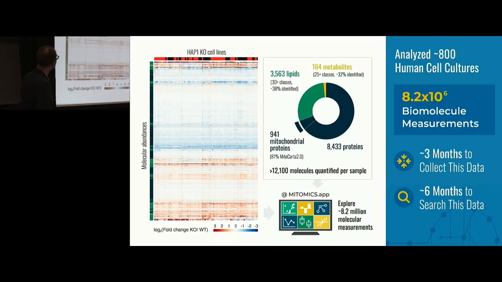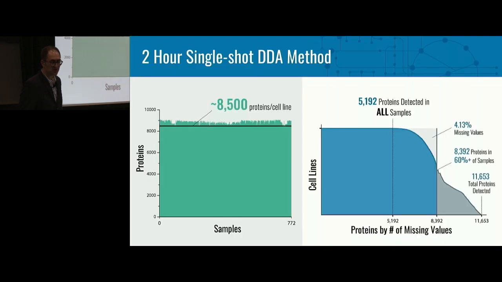But in this experiment, we looked at 800 human cell cultures, each using CRISPR to take away a different gene. And we're able to make a lot of measurements. But it took us a little over 3 months to collect just the proteomics data that we're focusing on. And in this case, it took us about half a year to search that data. So while one can do this scale of project, it's not straightforward, and it's a considerable investment.